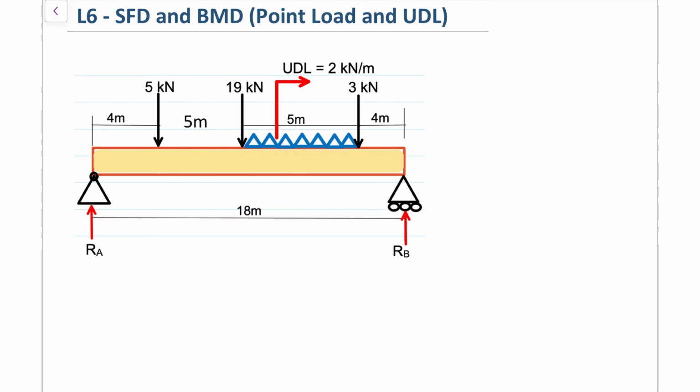So what you're looking at here is a simply supported beam with point loads and a uniformly distributed load, UDL. And what we're about to do is draw the shear force diagram and the bending moment diagram. Just before we do this, we need to be able to calculate the reactions at RA and RB.